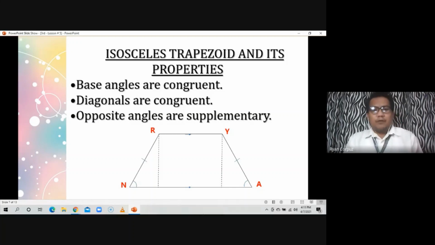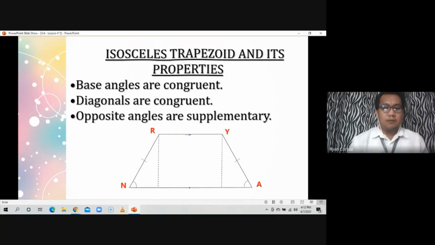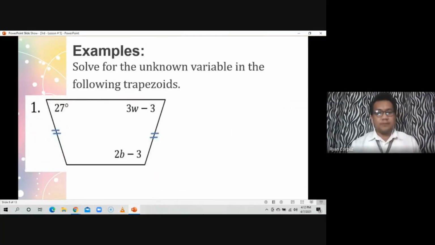So those are the properties that will help us in solving for an isosceles trapezoid when there is a given problem which involves the figure we call an isosceles trapezoid. So now, for us to apply those properties, let's do that through examples. So let's have your example number 1. Sabi dito, solve for the unknown variable in the following trapezoids. So you know that it's an isosceles trapezoid.